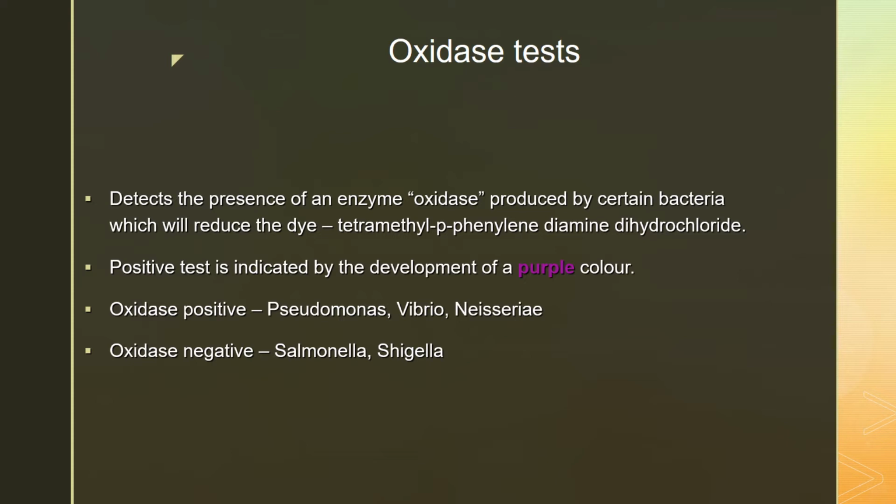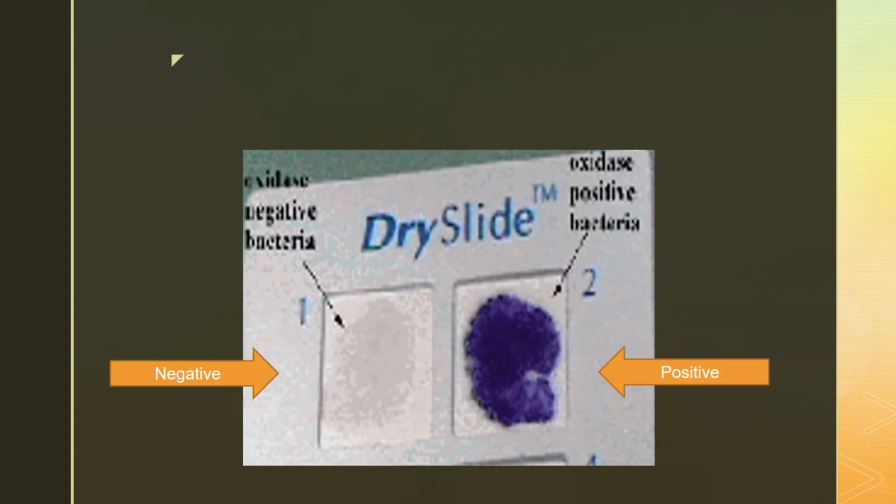So how do we do this test? This is the picture of oxidase test. As you can see, this is the strip, or you can say simple paper or filter paper. There is a development of purple color, so this means the test is positive for the organism. If the color doesn't change, that means the bacteria is oxidase negative.